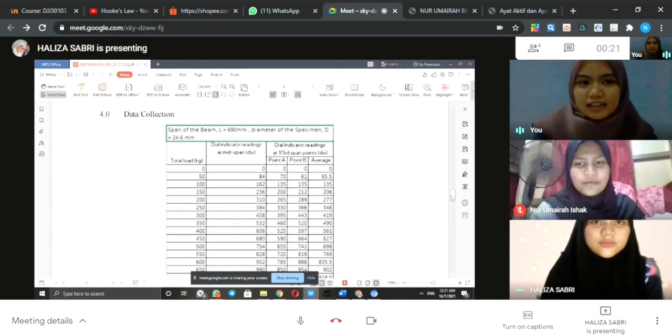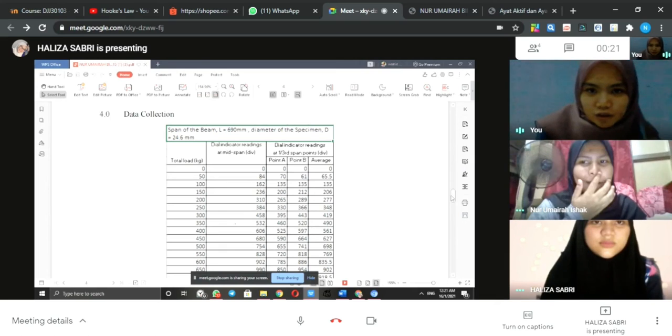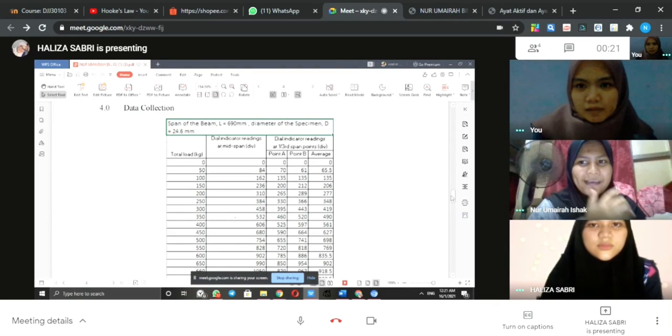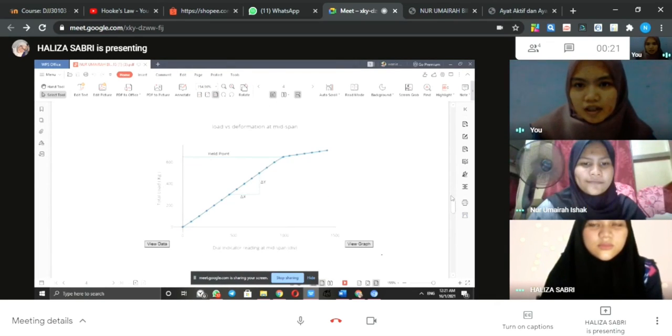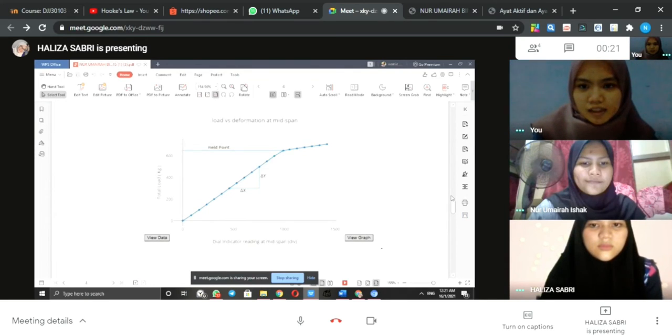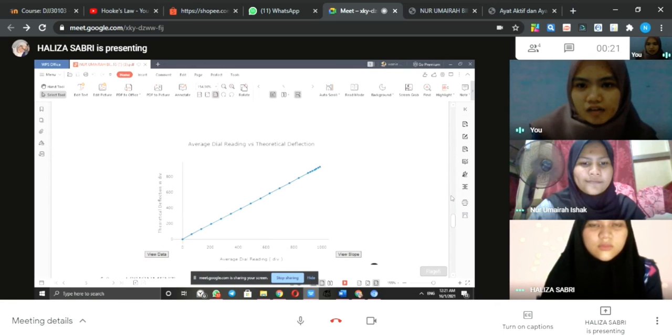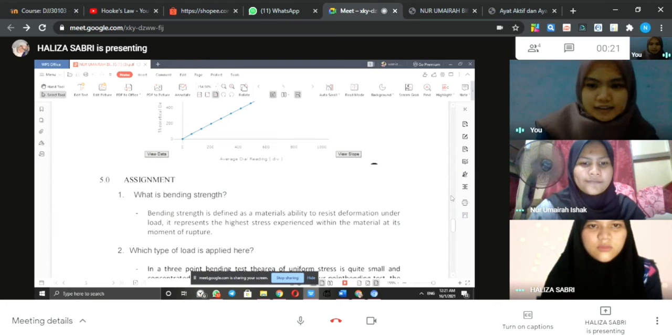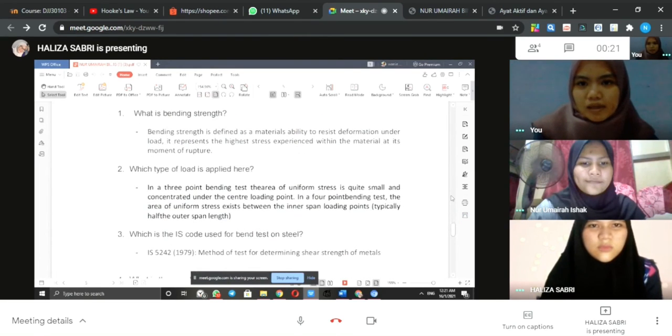Untuk data collection, kita dapat dia punya value yang ni. Lepas tu dapat graph, dua graph, satu load versus deformation at midspan. Yang kedua ialah average time reading versus theoretical deflection. Seterusnya ialah discussion. Untuk discussion, bending strength is defined as a material's ability to resist deformation under load.